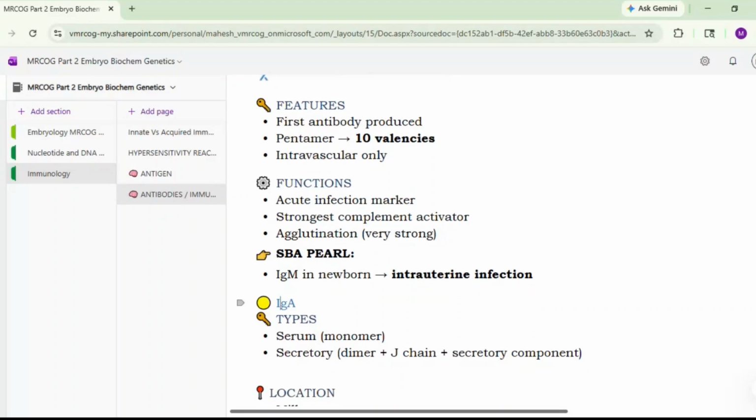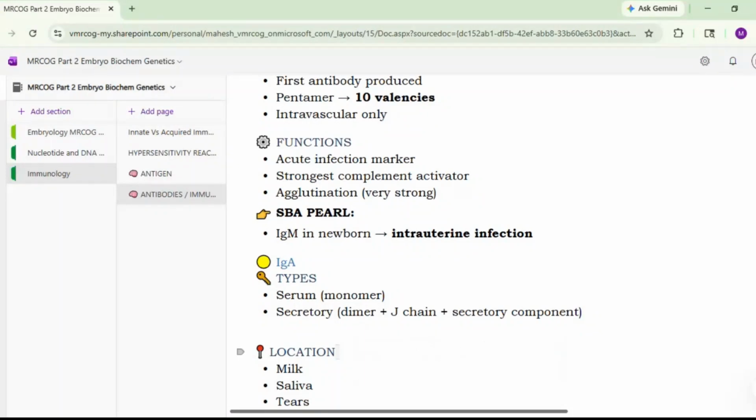The next class is the IgA type of antibody. IgA is of 2 types: secretory IgA and serum IgA, which is present in the blood. The one present in the blood is a monomer, while the secretory one is a dimer, plus it has a J chain and a secretory component. Secretory IgA is most commonly asked, but remember there are two types.